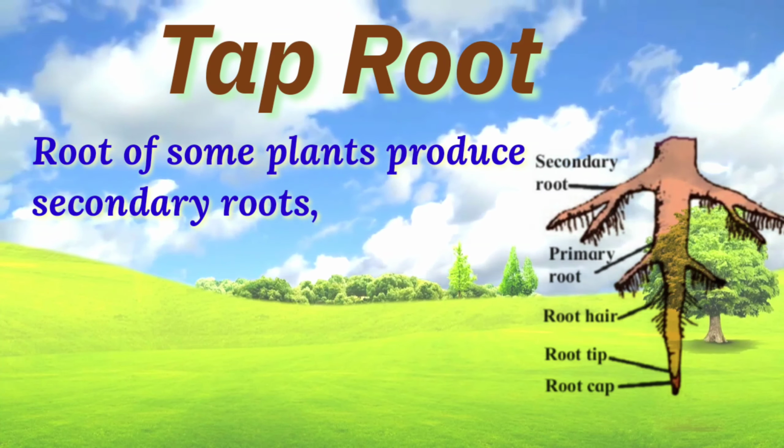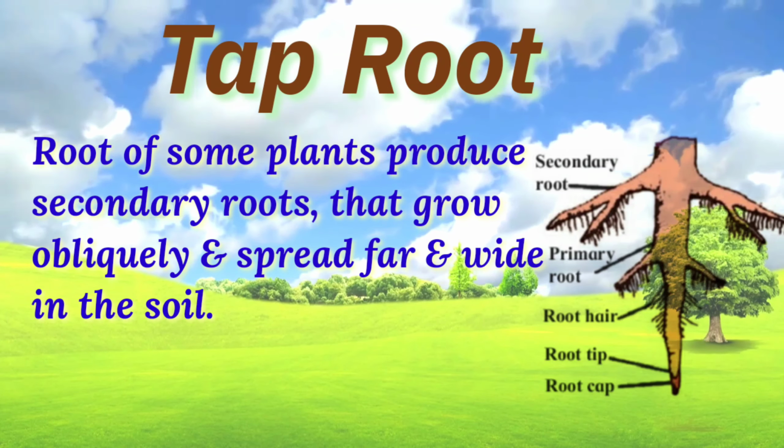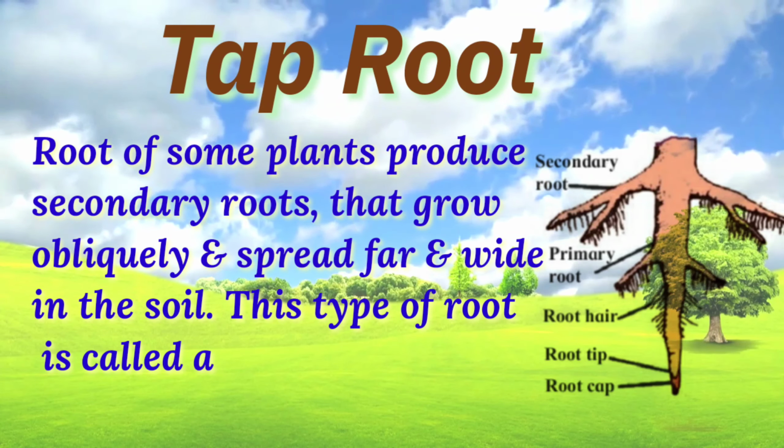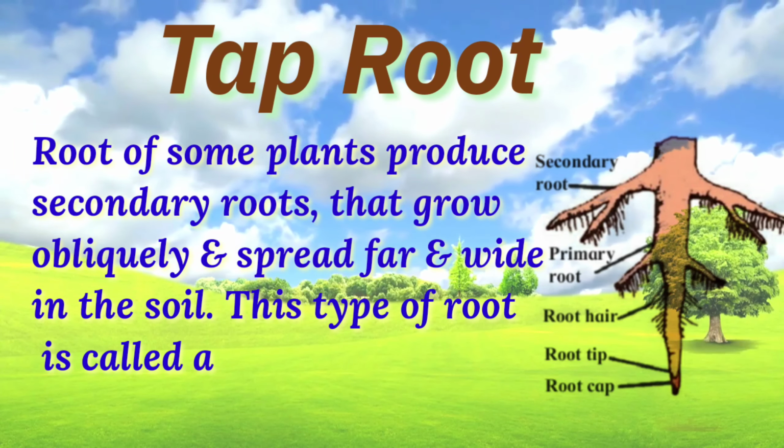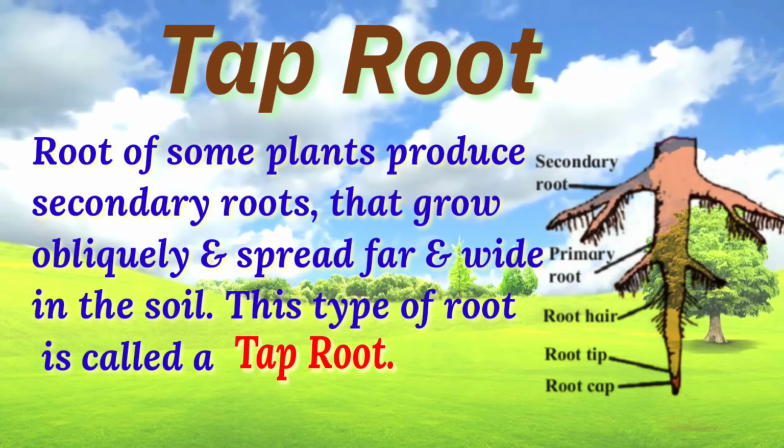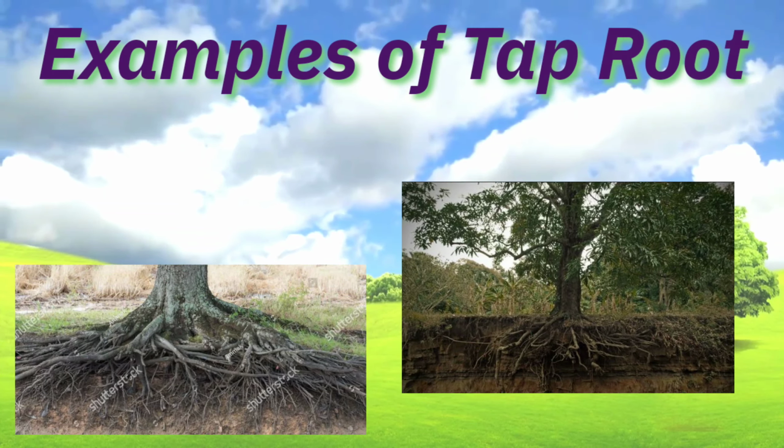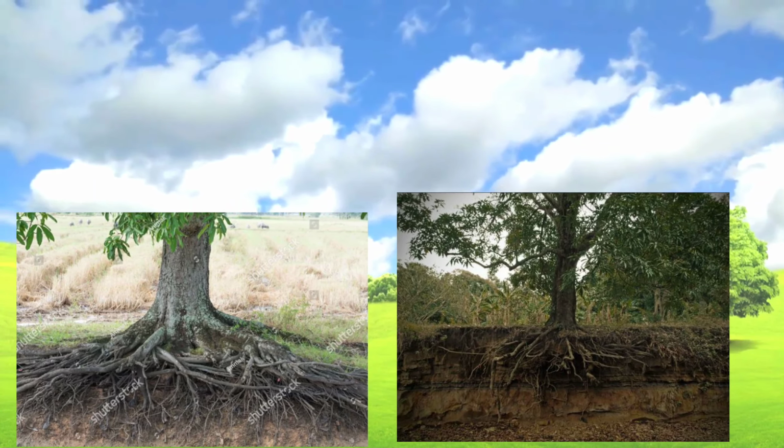Roots of some plants produce secondary roots that grow obliquely and spread far and wide in the soil. This type of root is called a taproot. Examples of taproot are banyan and mango tree.